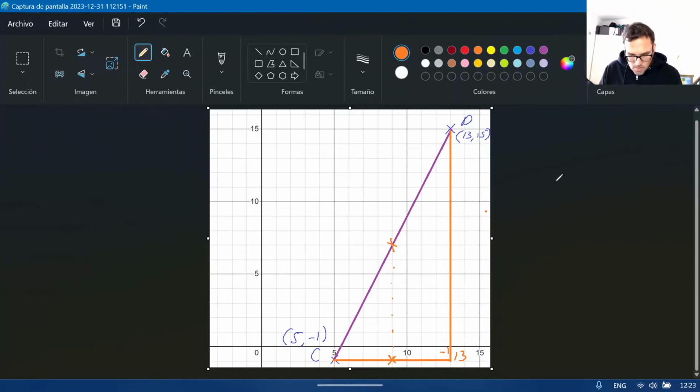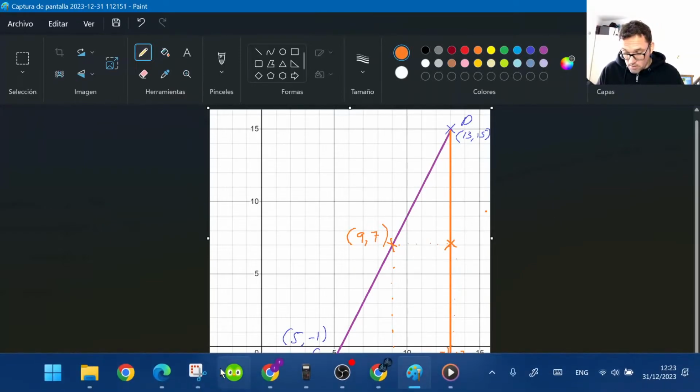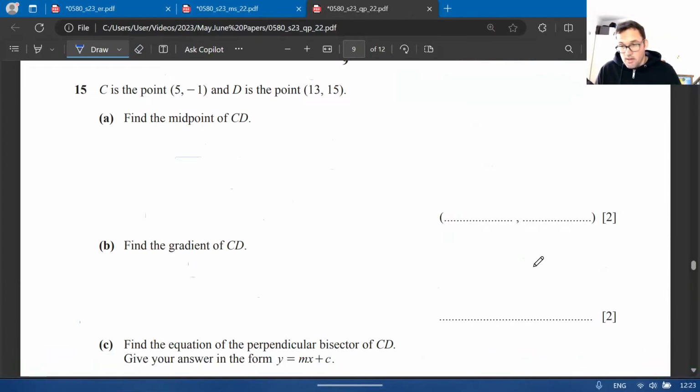So if we count up 8 squares from minus 1, 1, 2, 3, 4, 5, 6, 7, 8, the middle of the vertical distance would be there, which is correct. We go across, which of course will give us the point (9, 7). And that is the midpoint of that line, the middle. You can see it's the middle. Now, of course, you don't have a grid and a drawing to help you. How are you going to do this?